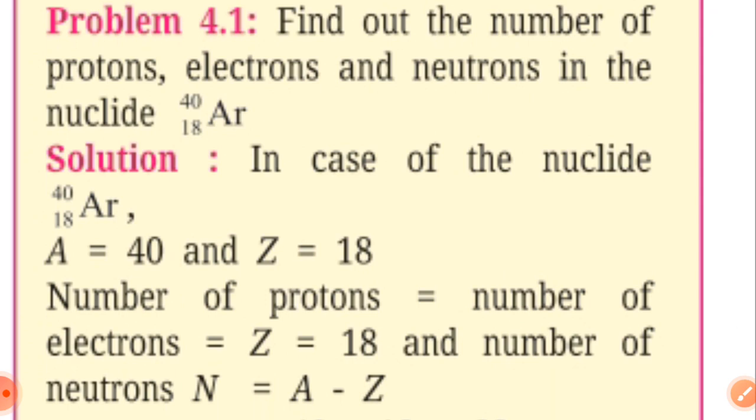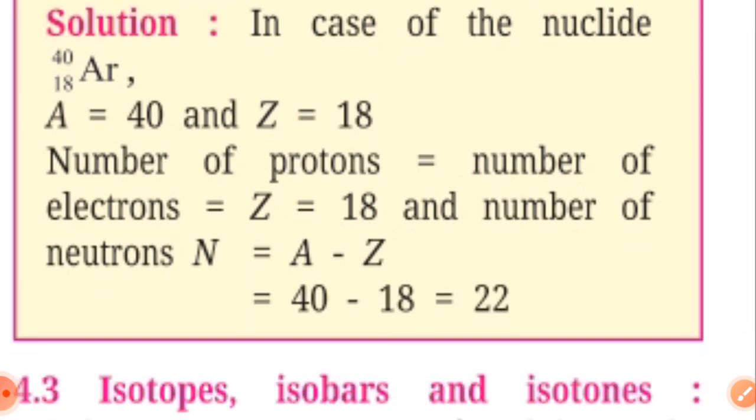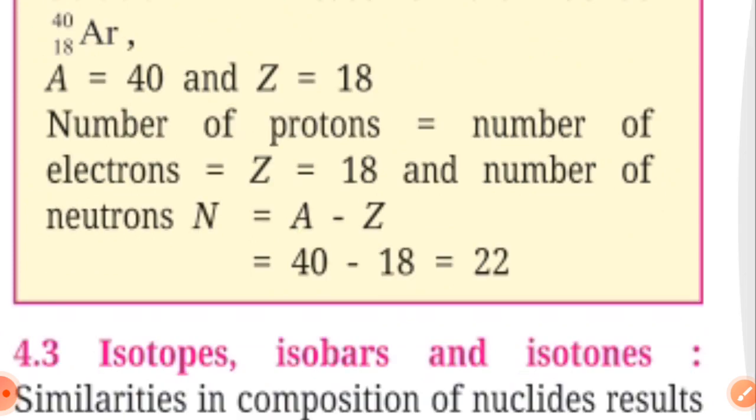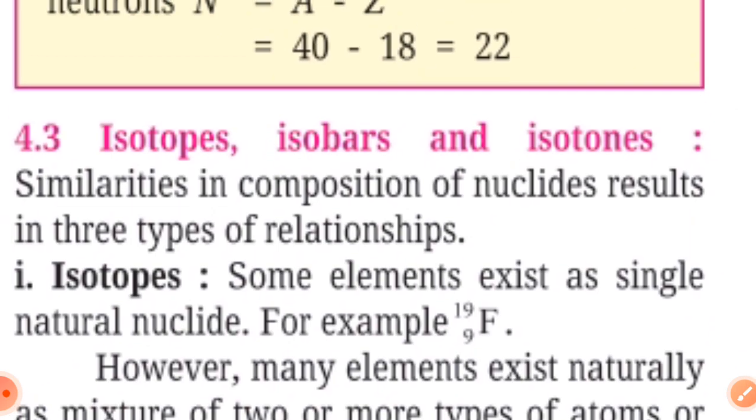40, 18 argon. Solution. In case of the nuclide 40, 18 argon, atomic mass number is equal to 40. Atomic number is equal to 18. Number of protons is equal to number of electrons. Z is equal to 18. And number of neutrons N is equal to A minus Z, 40 minus 18, equal to 22.